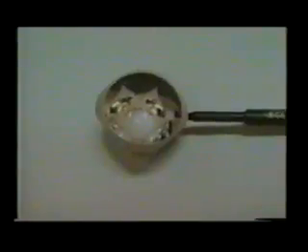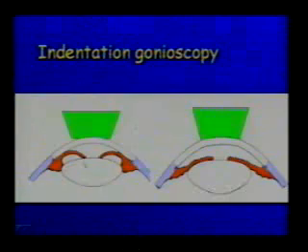But we need a cooperative patient, because the patient can move his eye in any direction. So all the time we have to instruct the patient to look straight ahead. Once again, these are the 4 sides, the 4 mirrors of the lens. No methyl cellulose, just directly apply the lens on the surface of the eye. The advantage of this type of lens is that we can do what is known as indentation gonioscopy.